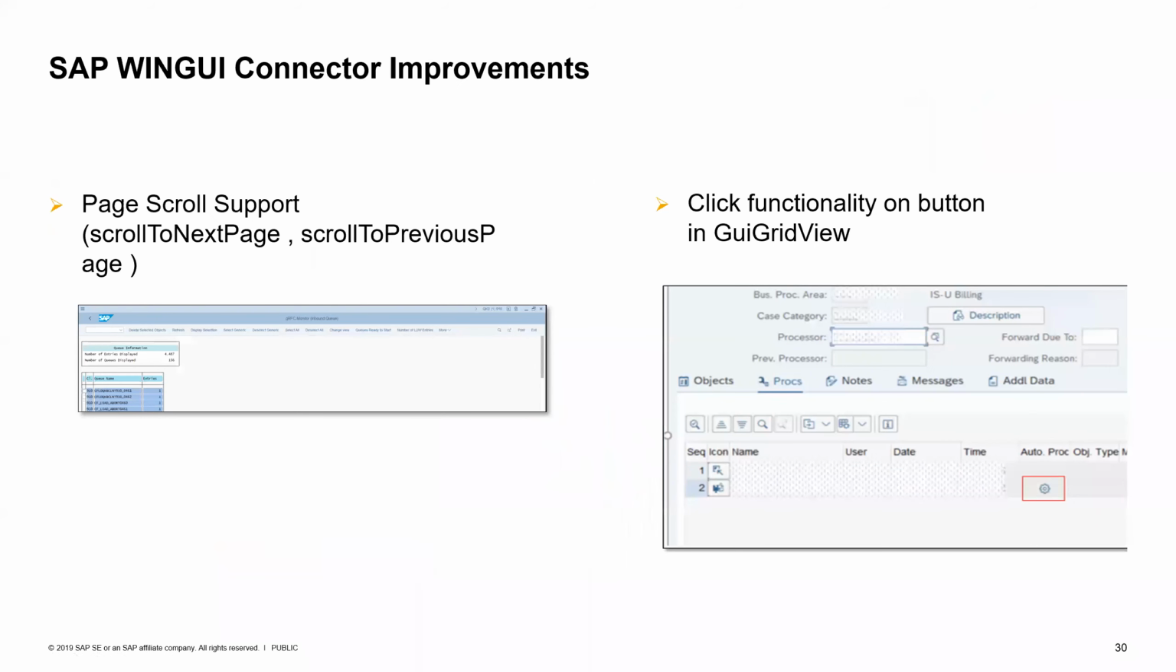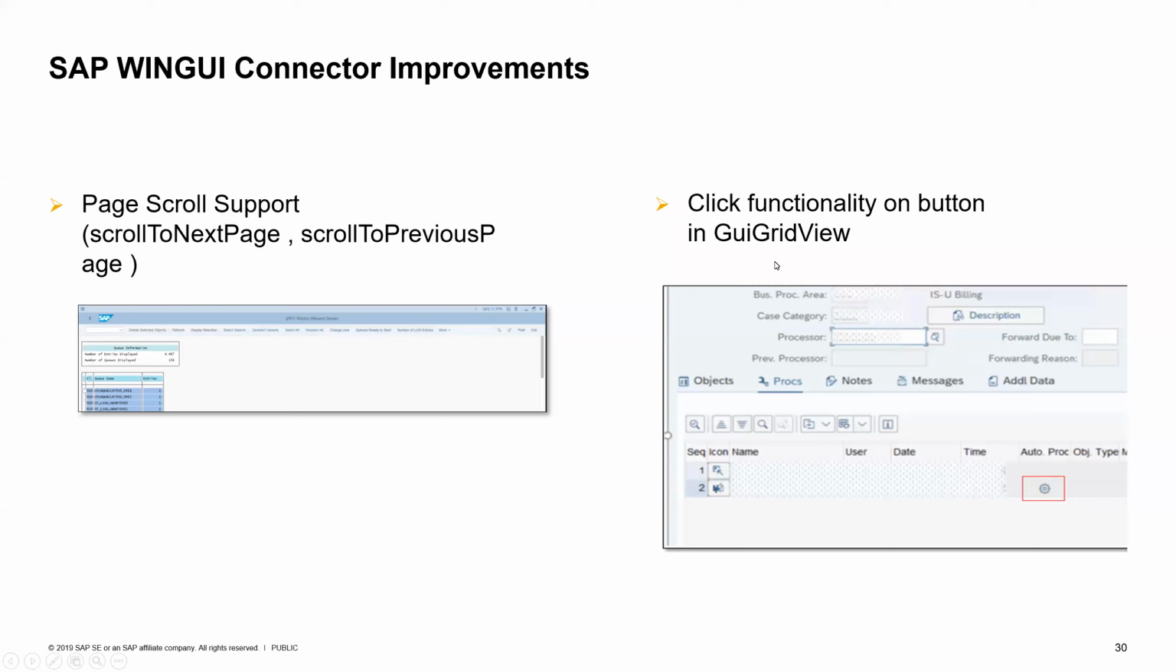For the SAP WinGUI, we have added two activities. One of them is page scroll support. When you are on a report program with multiple pages and you want to get some text from the second or third page, it was cumbersome to automate. So we added an activity to manage the pages. You can go to the next page or the previous page by the activity, and then work with the page. This is one of the new features that have been added.